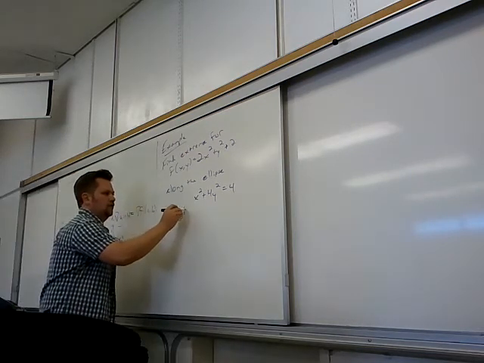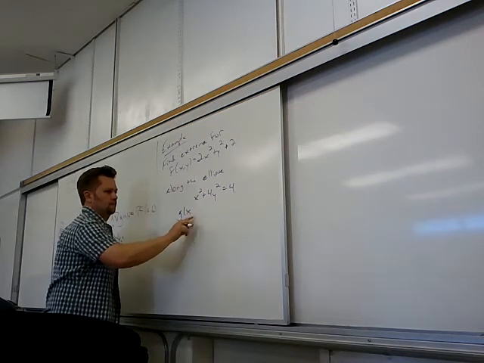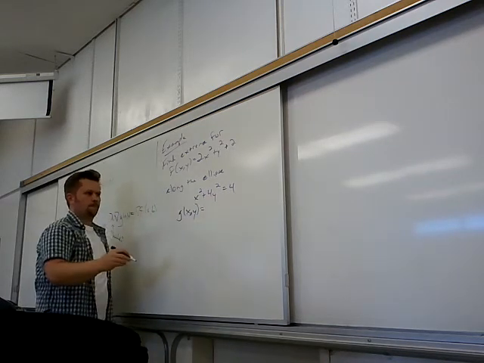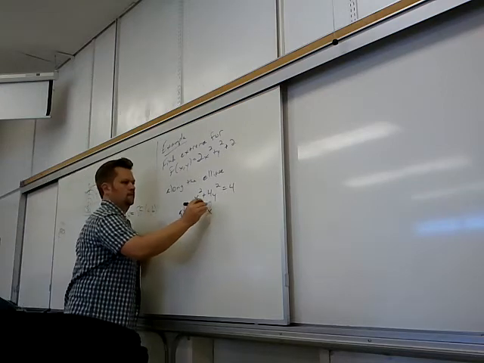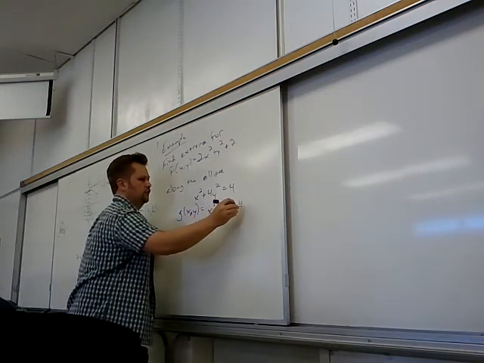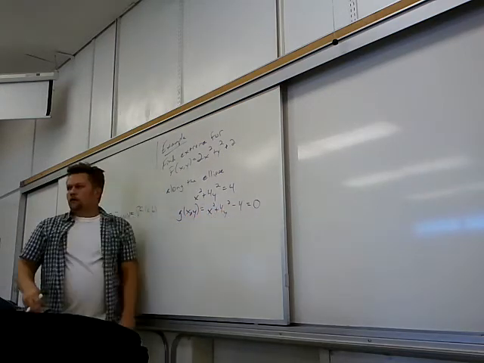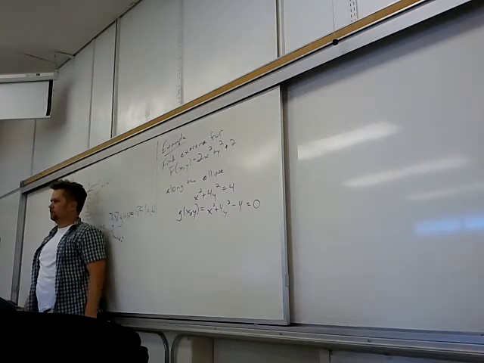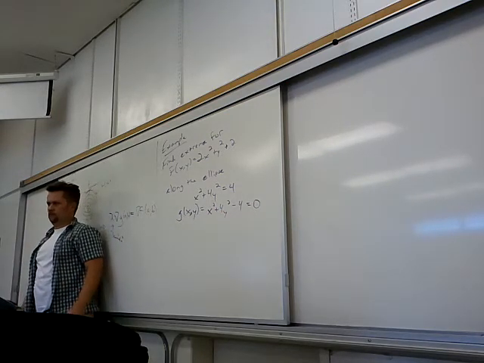What's my G function going to be then? Let me see if you guys can see that. What's my G function? x squared plus 4y squared minus 4. I like it. Minus 4. Ooh. Coolness. Okay.